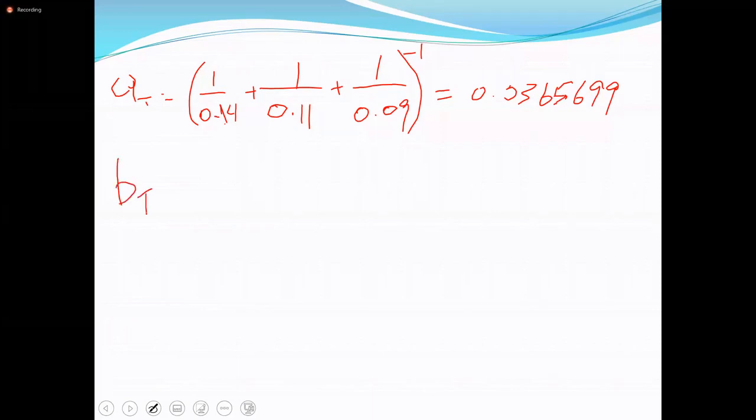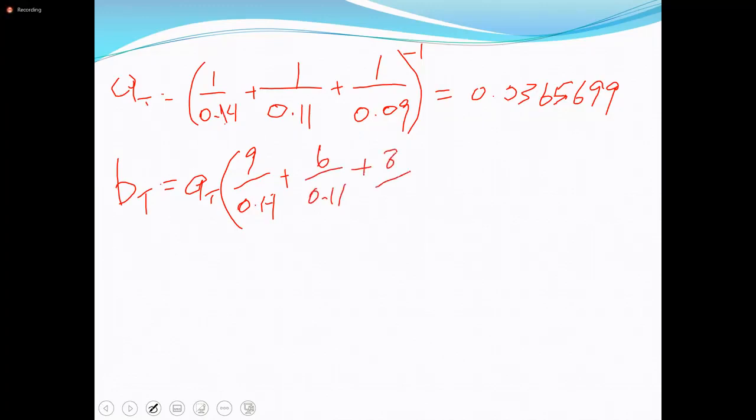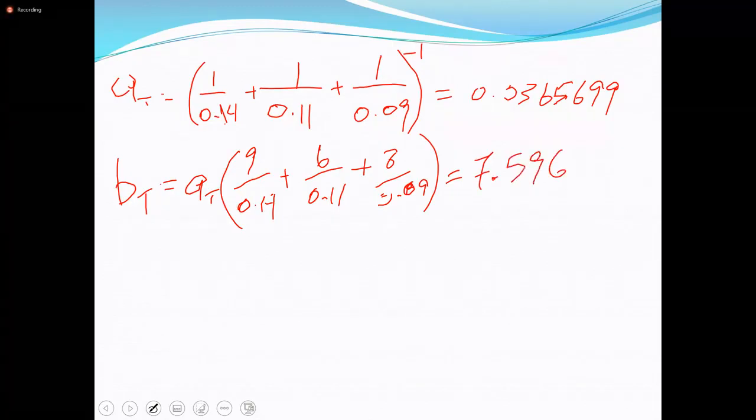All right, and BT? BT is equal to AT times 9 over 0.14 plus 6 over 0.11 plus 8 over 0.09. Okay. Yeah, that gives you 7.596. Okay. All right.